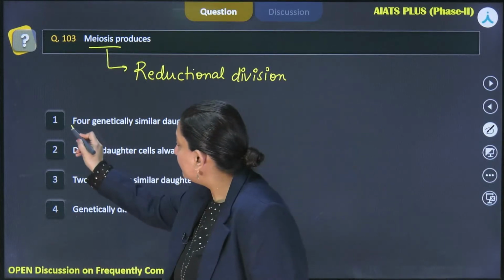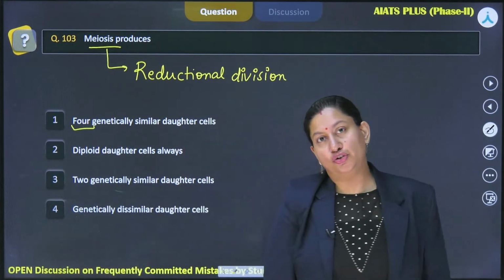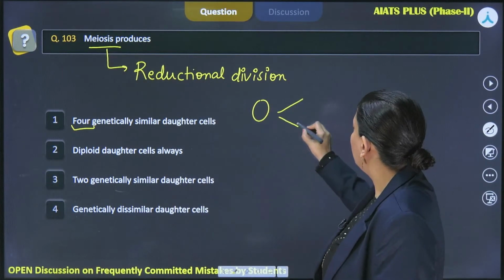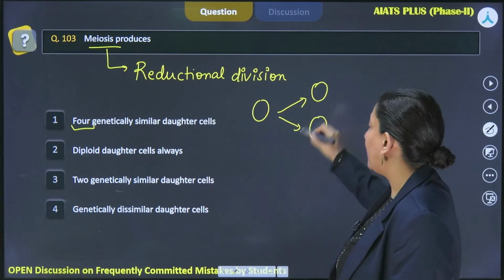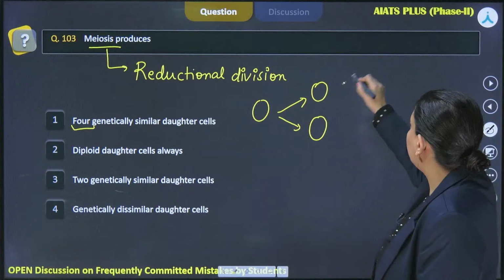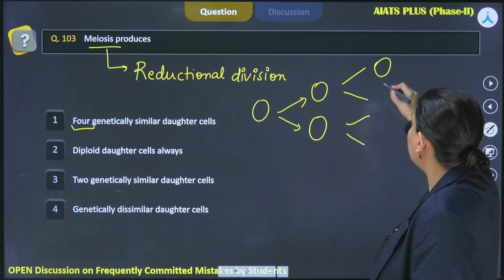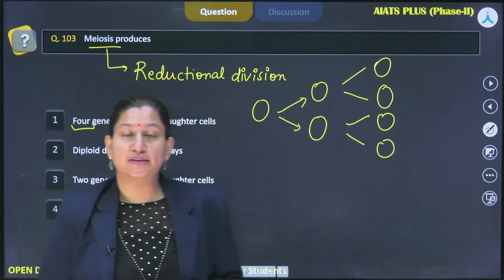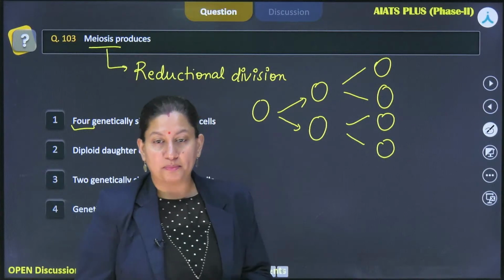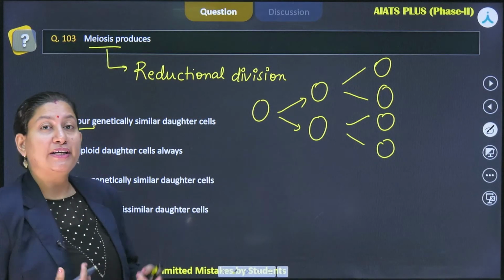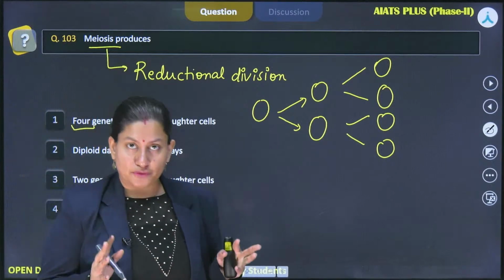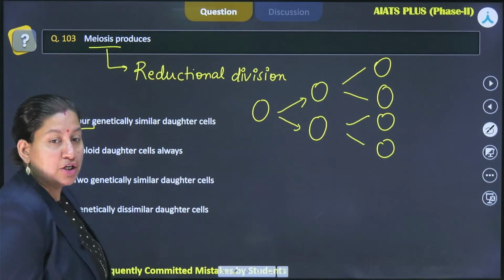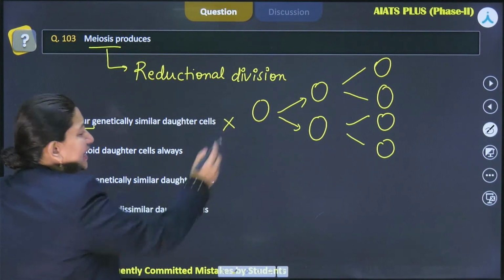So till here, when it is saying that it will be 4 daughter cells, that is true. Why? Because after meiosis 1 you will be having 2 daughter cells, and then further after meiosis 2 you will be having 4 daughter cells, right? But a characteristic event of meiosis is crossing over or recombination, and because of that recombination, there will be genetic difference. So there will be the production of genetically dissimilar daughter individuals, right? So that's why it's an incorrect one.